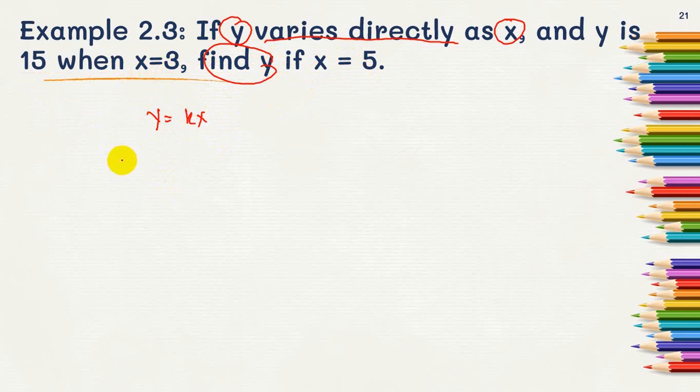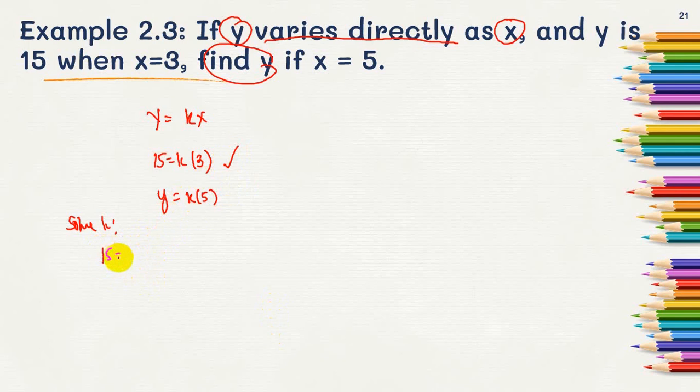First, we can write the first direct variation equation using the first values. So it will be 15 equals k times 3. Then the other one is y, which is unknown, equals k times 5. So the first thing we have to solve here is the value of k, so that we can solve the value of y. We will always use the first equation in solving for k, the constant of proportionality.